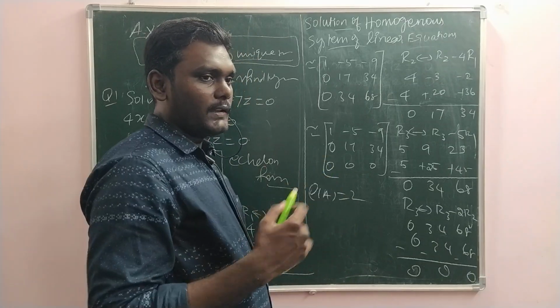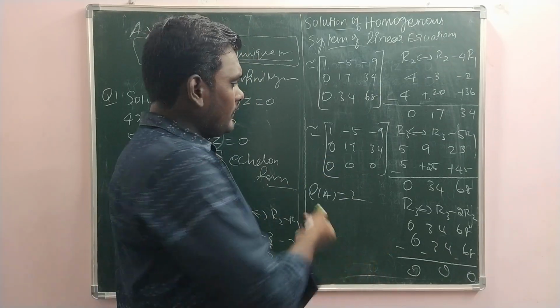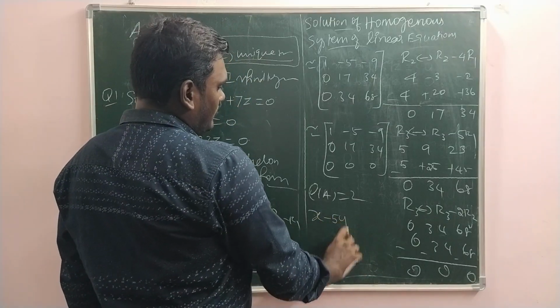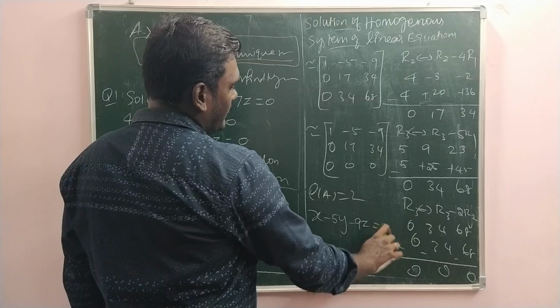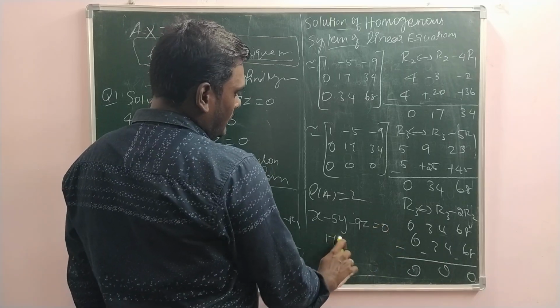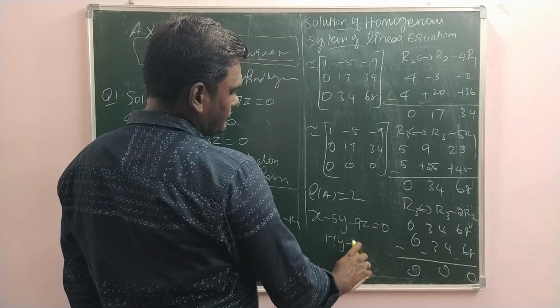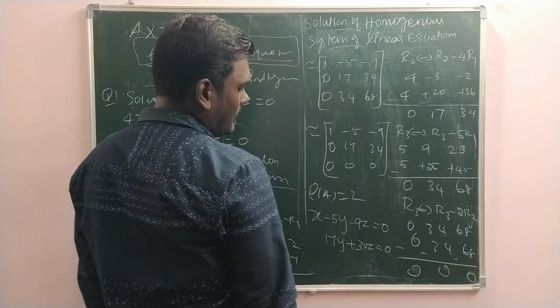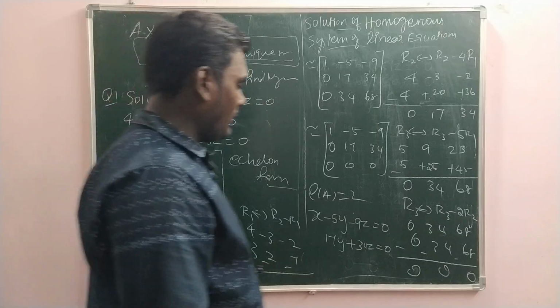So to get the infinitely many solutions, we will write this again in the equation form. I hope you know this from the previous classes. The first equation is x minus 5y minus 9z is equal to 0. Here, 17y plus 34z is equal to 0.